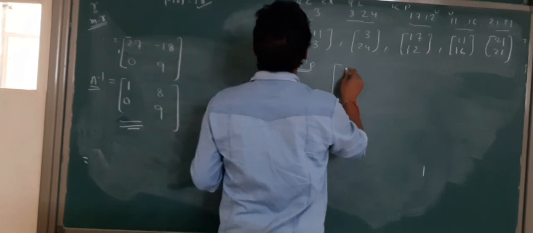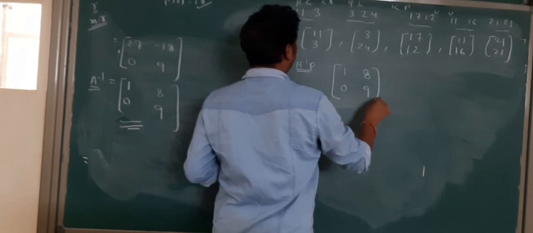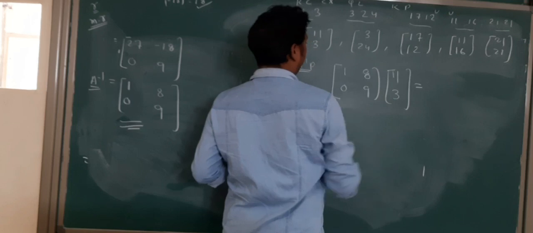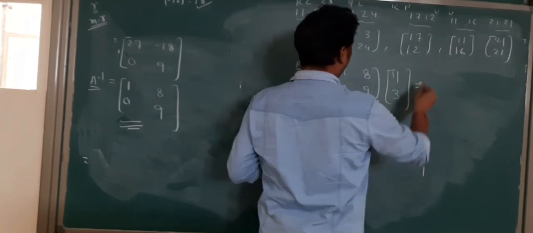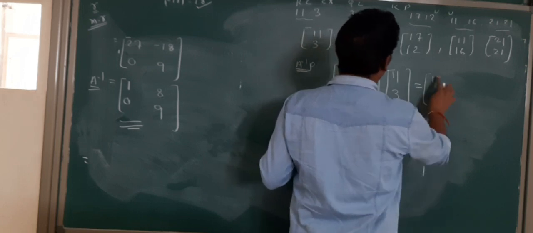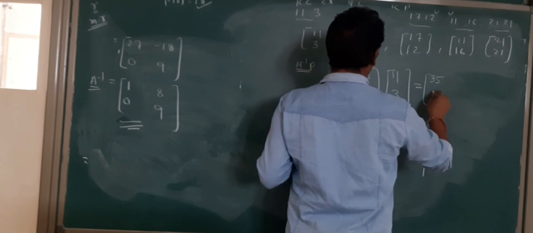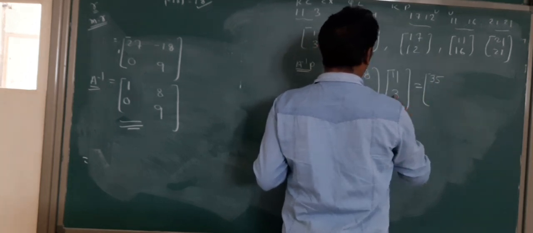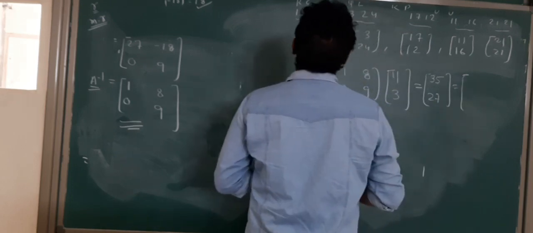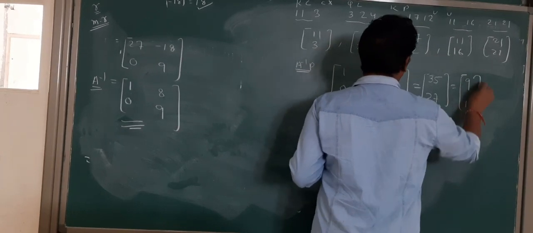So now find A inverse P for each and every pair. So what is your A inverse? 1, 0, 8, 9. The first pair is 11, 3, so multiply: 11 plus 24 means 35, and 0 plus 27. So 35 divided by 26, what is the remainder? 9, and this is 1.